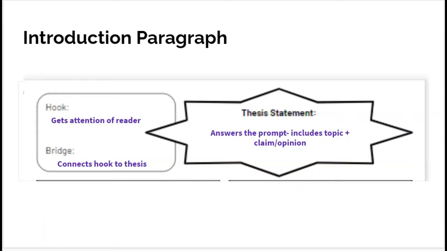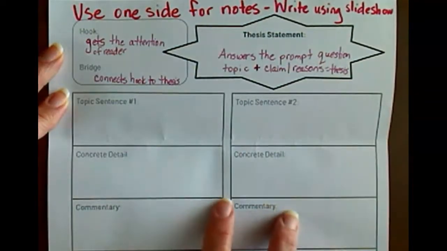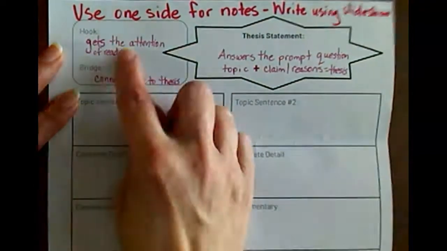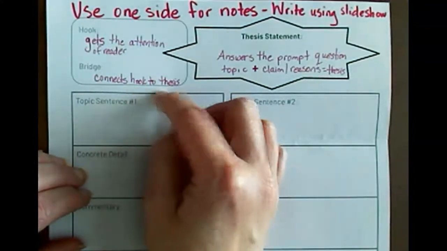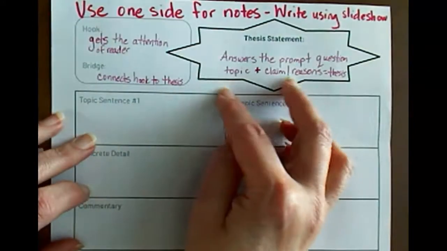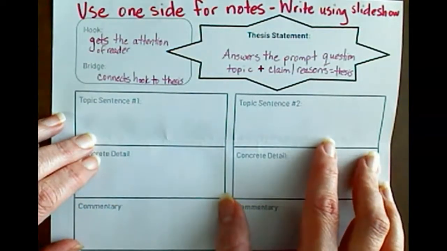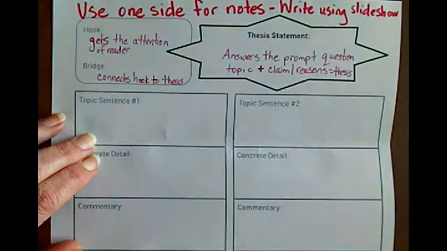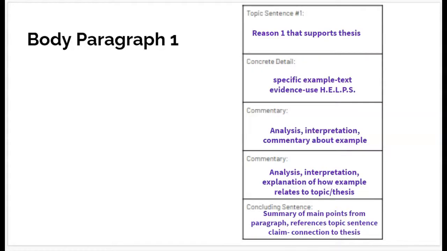Now let's pause and look at what that looks like on your note page. So you should be taking notes on this side of your paper. So I've written down what it said on the slideshow: gets the attention of the reader, the bridge connects my hook to thesis, my thesis answers the prompt question, and my topic plus claim or reasons equals my thesis. You can go back and look at that slide if you need to repeat. So you will continue to take notes on your graphic organizer itself, and you'll write in what I've written here.